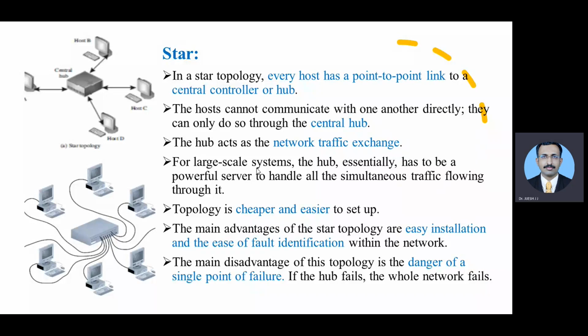Then the host cannot communicate with one another directly. They have to go through the central hub. For example, now you can see the figure here. Now this has to communicate with this. It cannot directly communicate. Rather, it has to be connected to the hub, and then it has to communicate to the next device. Correct.